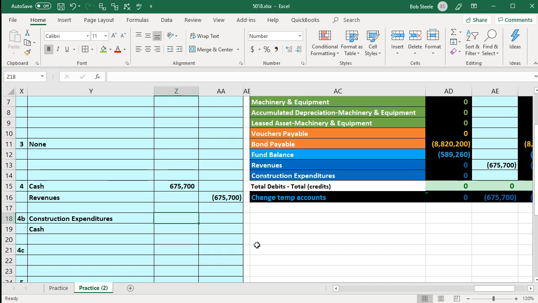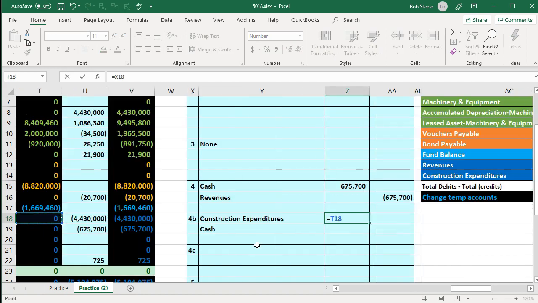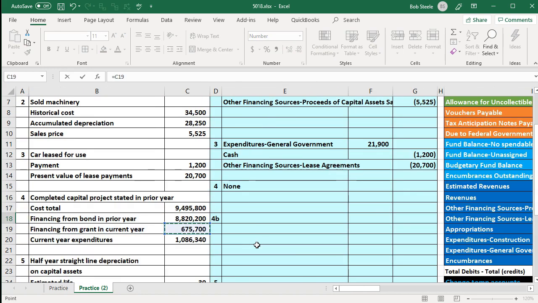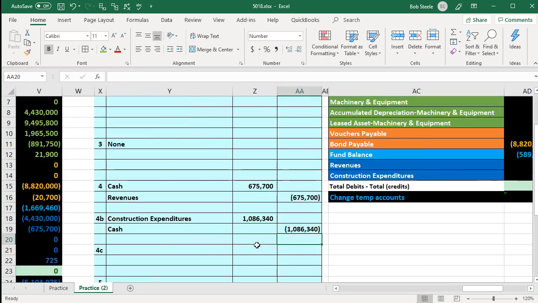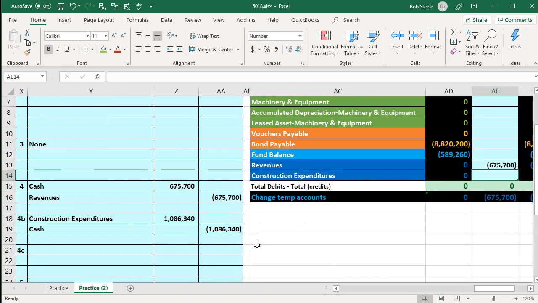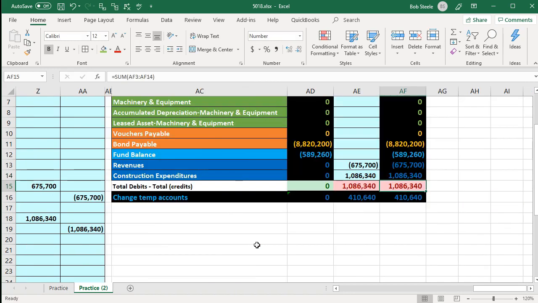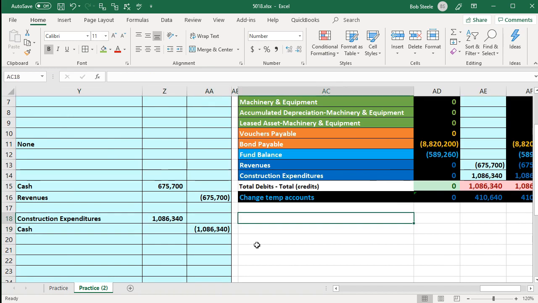All right, so here we're going to pick up the amount. This is going to be equal to, scrolling to the left, and we're picking up the $1,086,340, and the credit is going to be for the same amount. Let's go ahead and post this out. We'll start off with the expenditure. The expenditure is going to be down here in cell AE14 equal to, scrolling back over, picking up that debit. There we have it. Then we're going to pick up the credit. That's going to be going into cash.